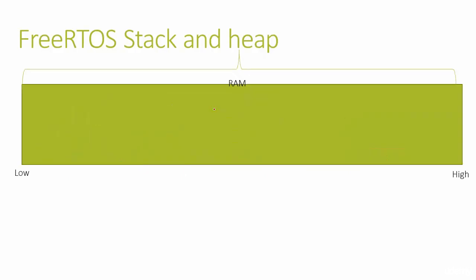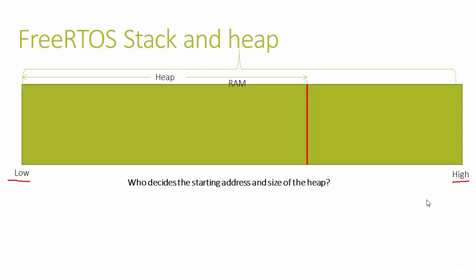So consider a RAM in your microcontroller from the initial address to the final address. In this RAM, a part of the memory will be reserved for heap. So who decides the starting address and size of the heap? This is an important question. Who decides from where the heap memory should start? Should it start from here or from somewhere here or whatever? And who should decide where it should end? That means, who decides the length or size of the heap?